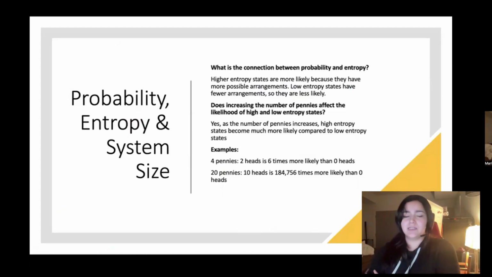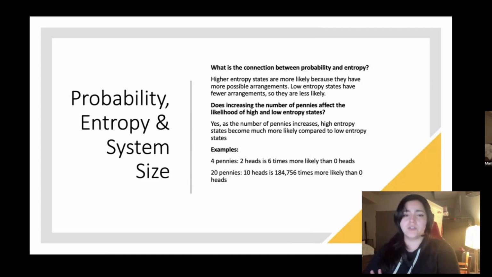Now, probability, entropy, and system size. So what is the connection between probability and entropy? Higher entropy states are more likely because they have more possible arrangements. Low entropy states have fewer arrangements, so they are less likely. And does increasing the number of pennies affect the likelihood of high and low entropy states? Yes. As the number of pennies increases, high entropy states become much more likely compared to low entropy states.